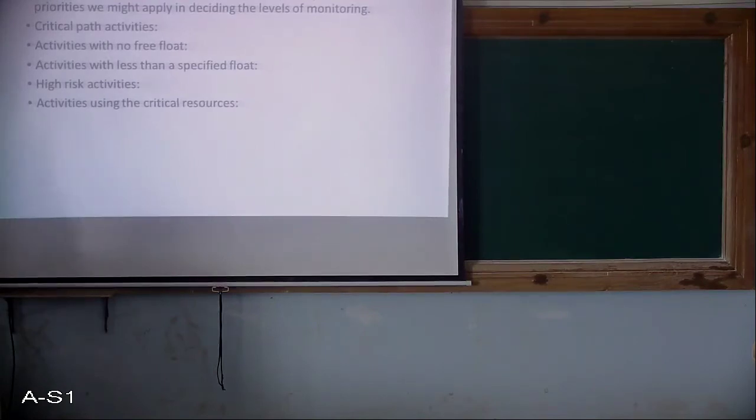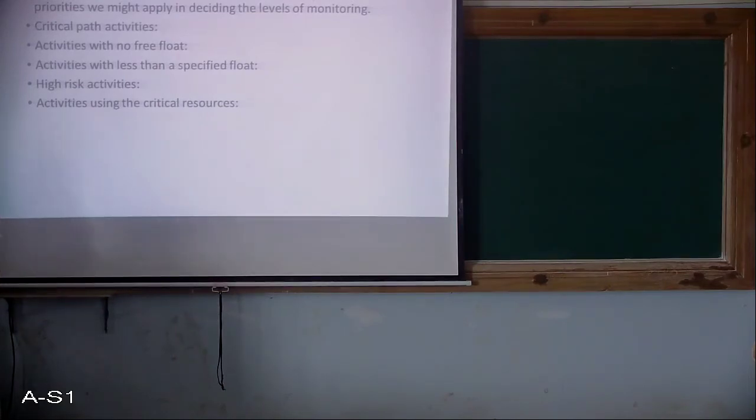High risk activities: a set of high risk activities should have been identified as a part of the initial risk prioritizing exercise. For that we have another concept called PERT estimation, which we will discuss in detail, including what we mean by high risk activities.